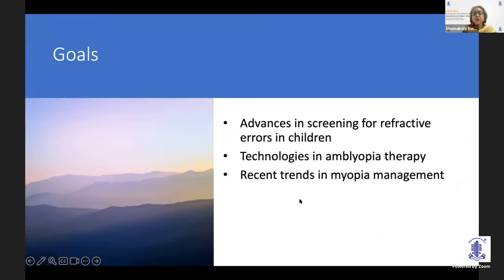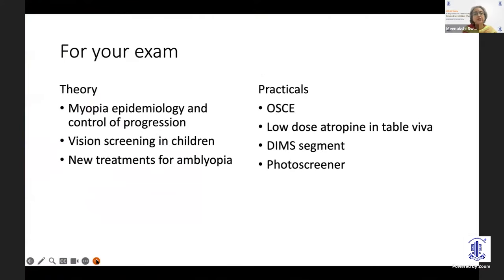So the goals of my talk are going to be discussing, presenting advances in screening for refractive errors in children, technologies in amblyopia treatment, and recent trends in myopia management. So these are the relatively three new areas that we will cover today.